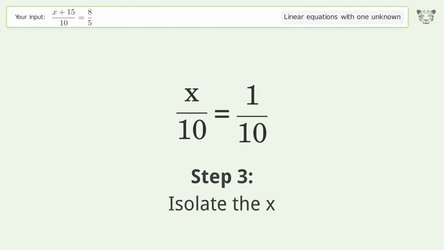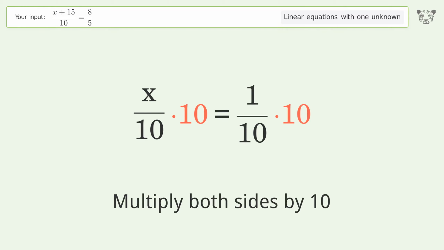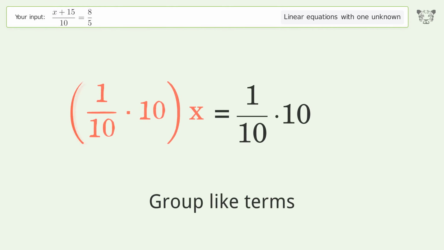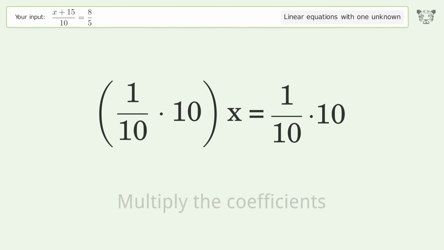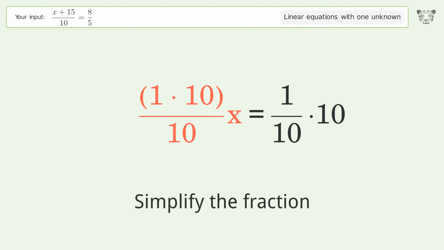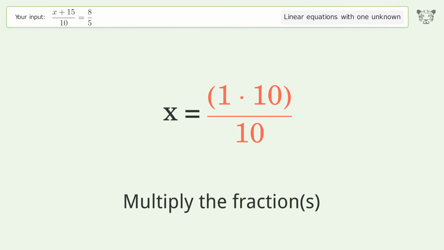Isolate the x. Multiply both sides by 10. Group like terms. Multiply the coefficients. Simplify the fraction. Multiply the fractions. Simplify the fraction.